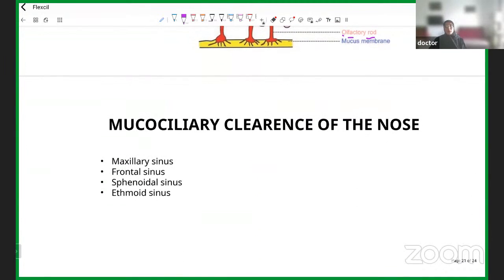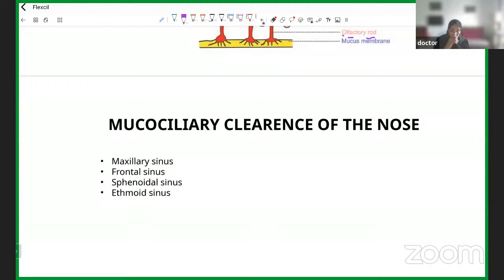Now, coming to the topic of mucociliary clearance of the nose. So what is mucociliary clearance of the nose? Mucociliary clearance of the nose involves a coordinated process to protect the entire nose from bacterial infections invading it. So microorganisms should not invade your nose. That's why you have a process called mucociliary clearance.